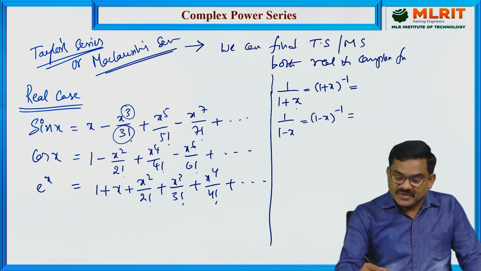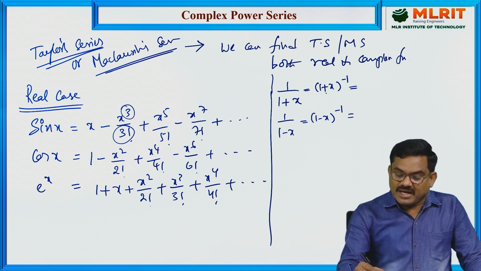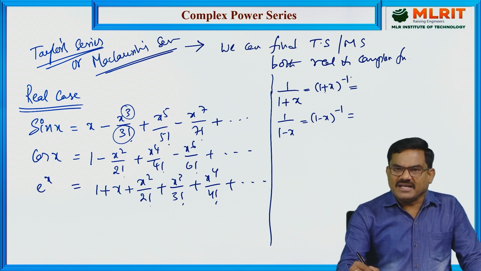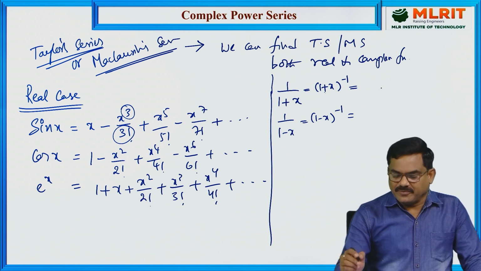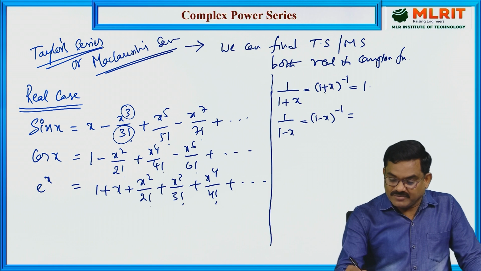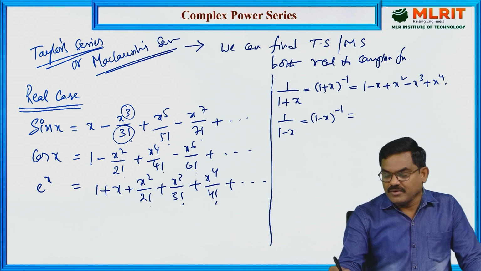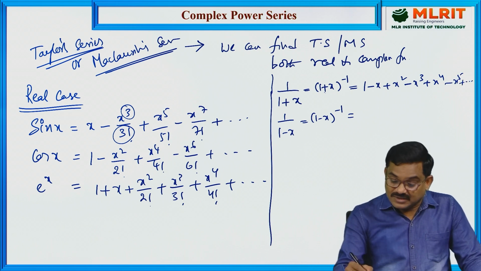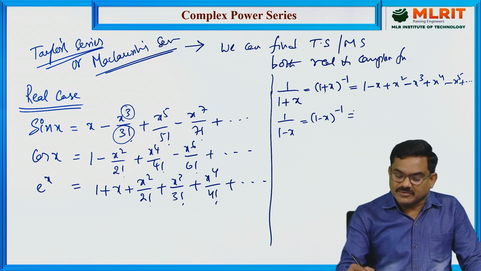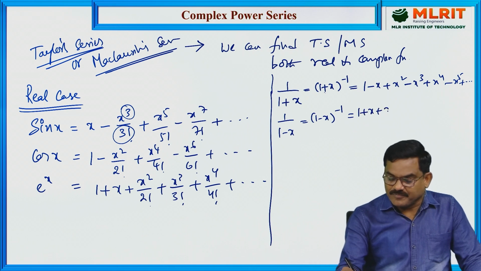So here again, we have plus and here minus. So the alternate terms are negative. So first 1 minus x plus x square minus x cube plus x power 4 minus x power 5 plus so on. And here both are negative, so all the terms are negative.